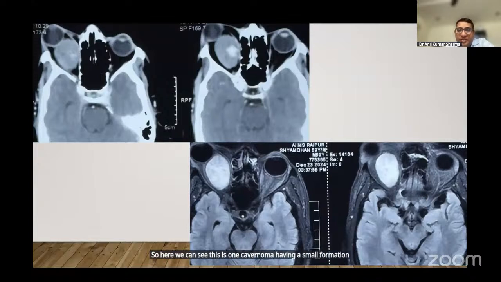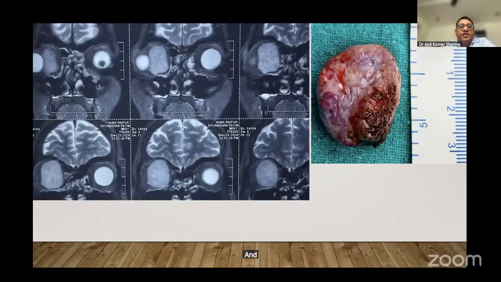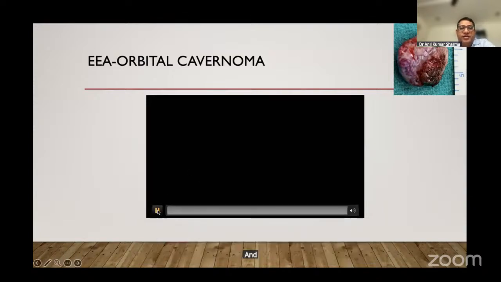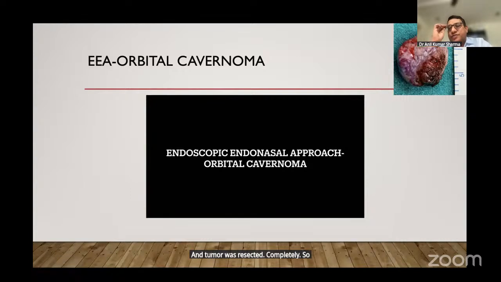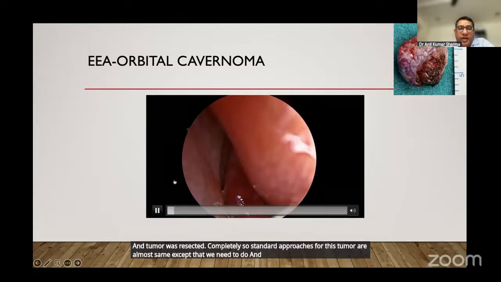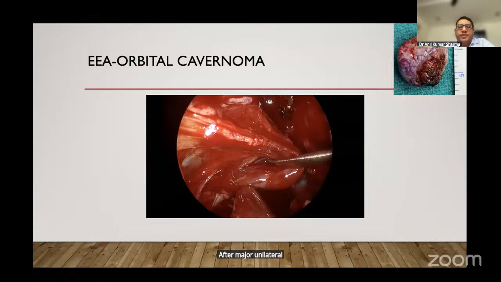We can appreciate in the MRI image that the optic nerve is lateral to the cavernous malformation. And again, we can see in the sagittal image the lesion is medially placed. And this tumor we approached by the endoscopic approach, and the tumor was resected completely. So the standard approaches for these tumors are almost the same, except that we need to do a maxillary antrostomy. After maxillary antrostomy, the majority of the time, a unilateral sphenoidotomy is enough. We need not go to the opposite side.